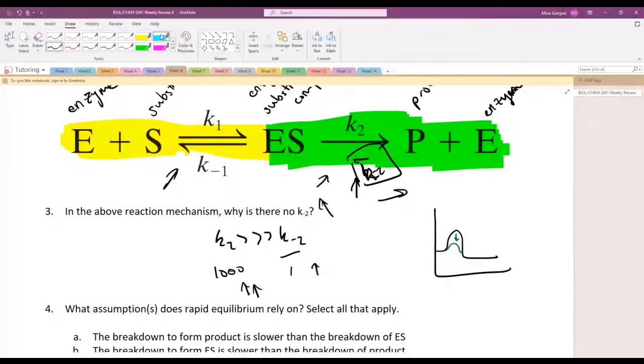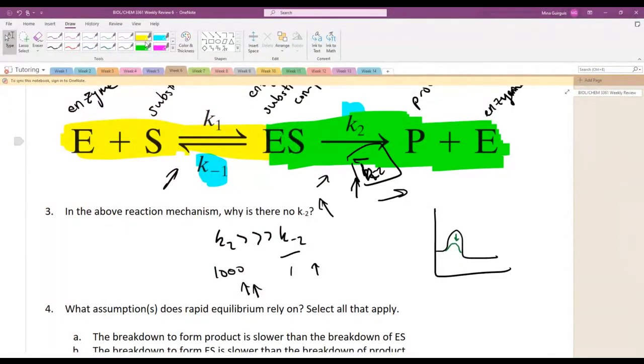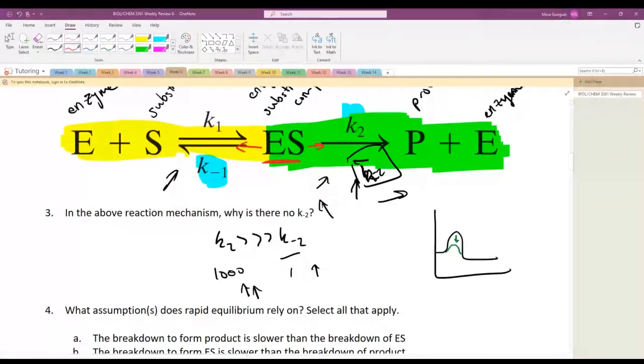So what we're looking at here, I'm going to do this in blue, is K-1 and K2. The reason that we look at them is because these are the two constants that affect the enzyme substrate complex. Once you've formed this enzyme substrate complex, it can either go back to form enzyme and substrate or go forward to form enzyme and product. Those are the only two options it has in front of it right now.